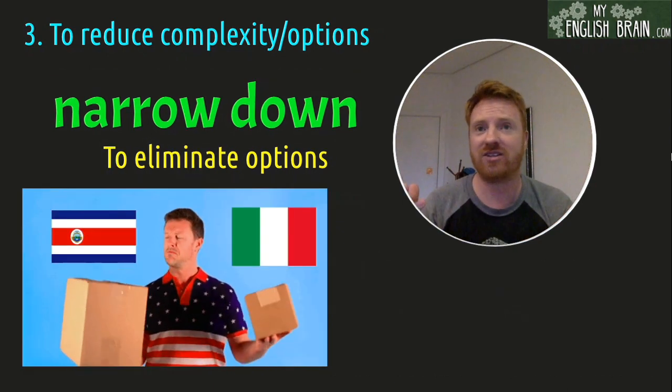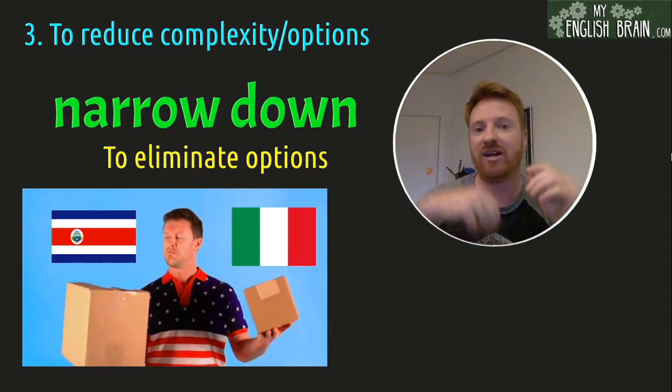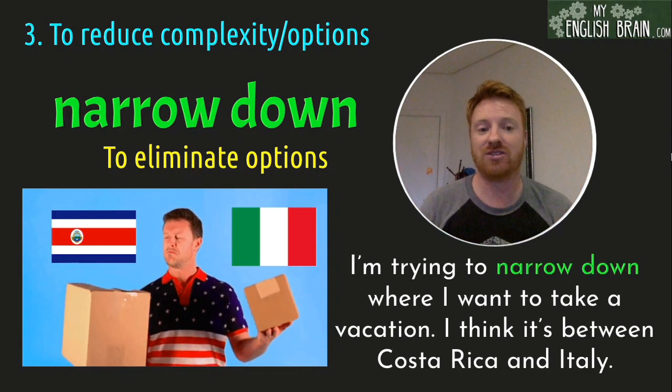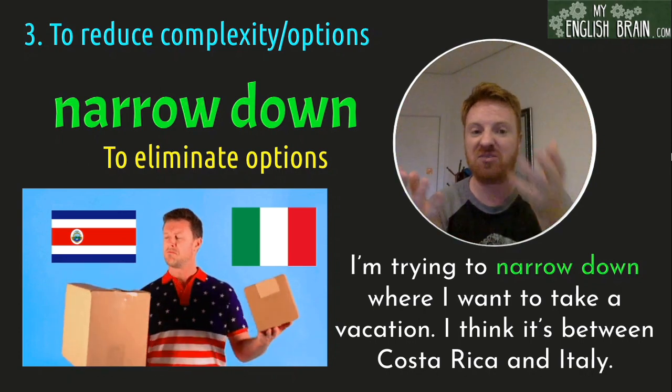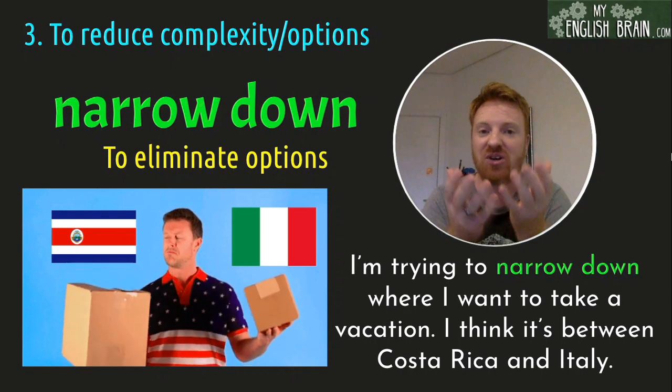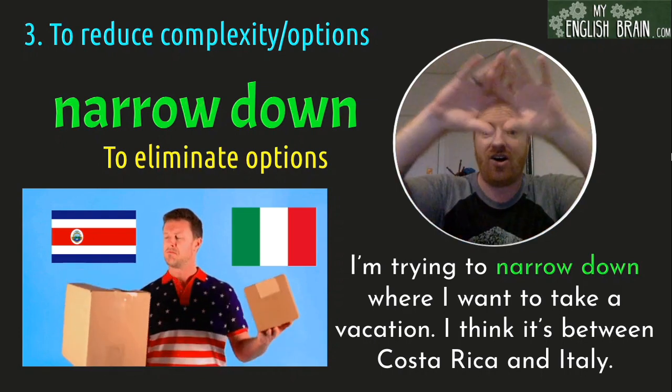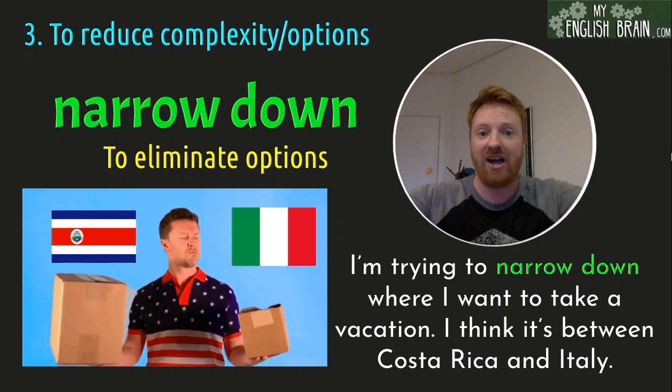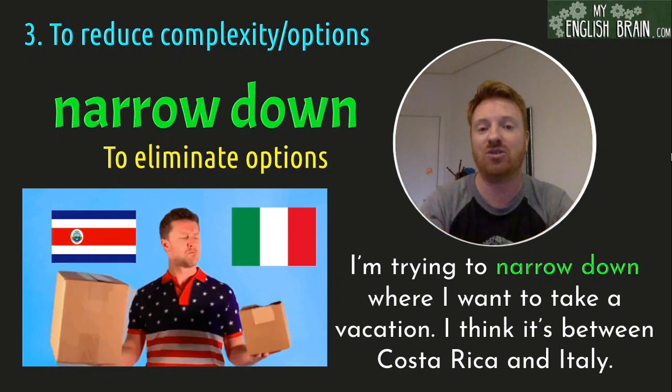We use this all the time when we talk about eliminating options from our own life. For example, I'm trying to narrow down where I want to take a vacation. I think it's between Costa Rica or Italy. The idea is that with all of the countries, I have a wide selection. I need to narrow down to maybe one or two countries.